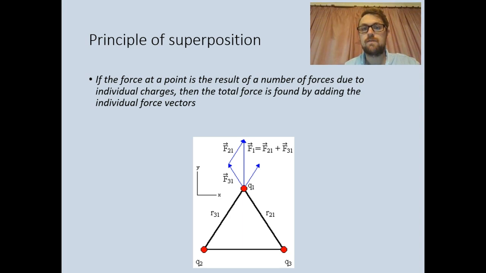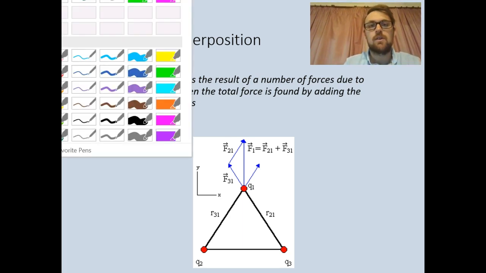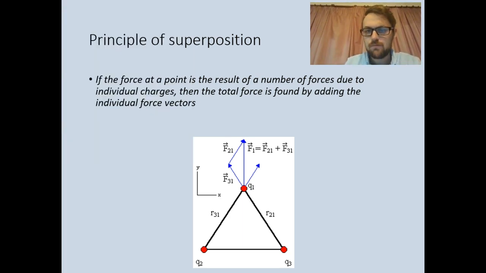Okay, so the actual definition for the principle of superposition is: if the force at a point is the result of a number of forces due to individual charges, then the total force is found by adding the individual force vectors. So what that means is we've got a point here, Q1, and it's going to be acted upon by Q2 and Q3.